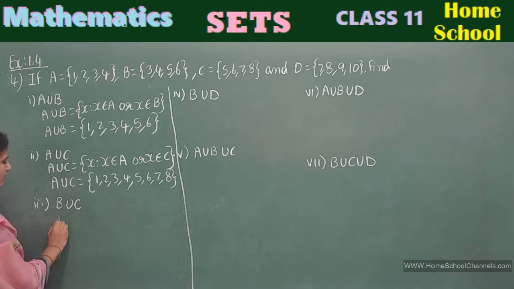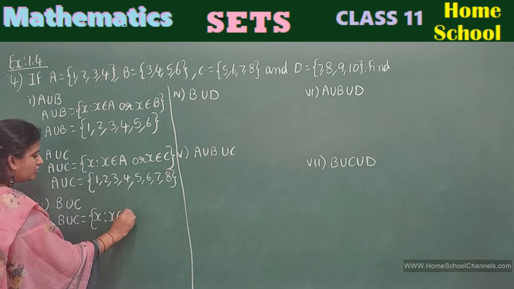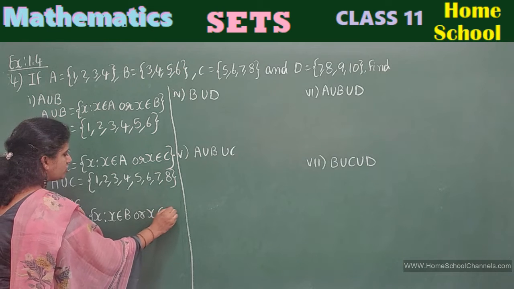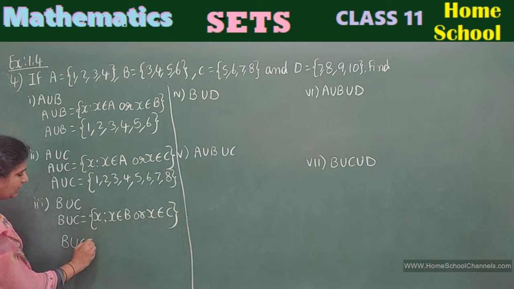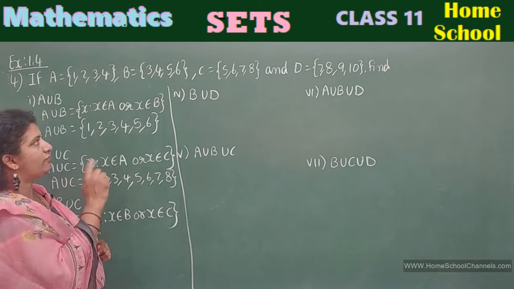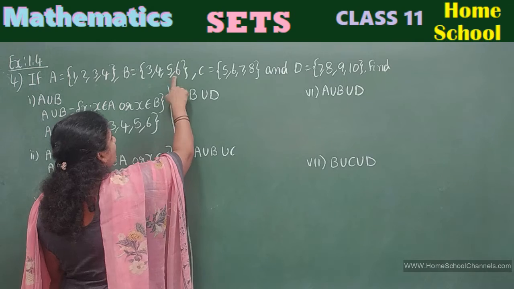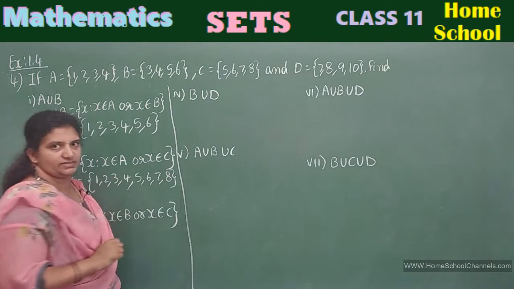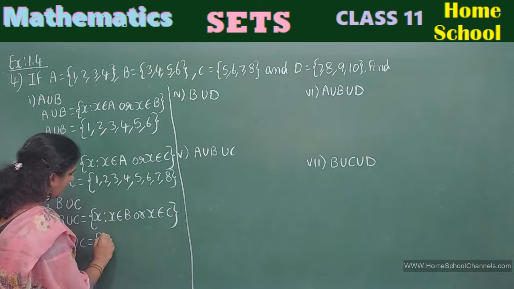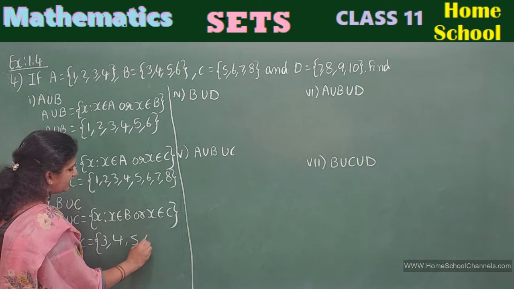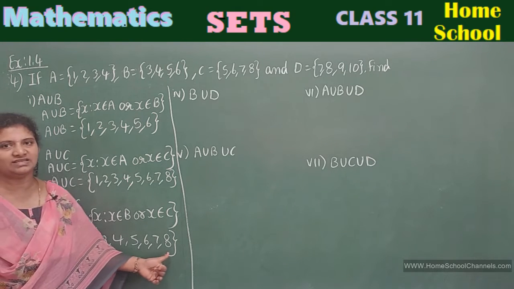Okay. So let's move to the third problem. B union C. B union C is equal to the set of all x such that x belongs to B or x belongs to C. B and C set, right? So B union C is equal to. Observe B set 3, 4, 5, 6 and C set 5, 6, 7, 8. In these two sets, 5 and 6 are common. So 5, 6 write only one time and write all the remaining elements. So 3, 4, 5, 6, 7, 8 is your answer. What is B union C? 3, 4, 5, 6, 7, 8.